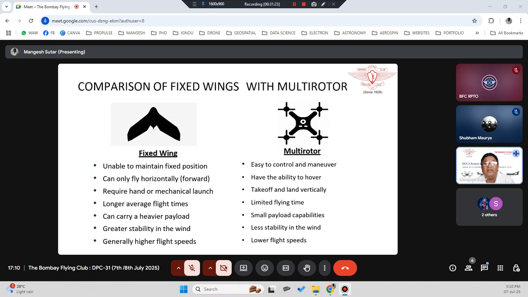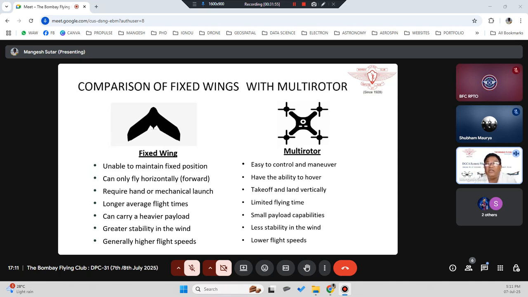It can carry heavier payloads, has greater stability in wind, and generally higher flight speeds. Again, it covers a large area, and that's what we're talking about with higher flight speed. It has greater stability in the wind because it is aerodynamically designed. That's why it is more stable. And it can carry heavier payloads because the design of fixed wings is always bigger, so you will always see medium class and large class fixed wing UAVs.